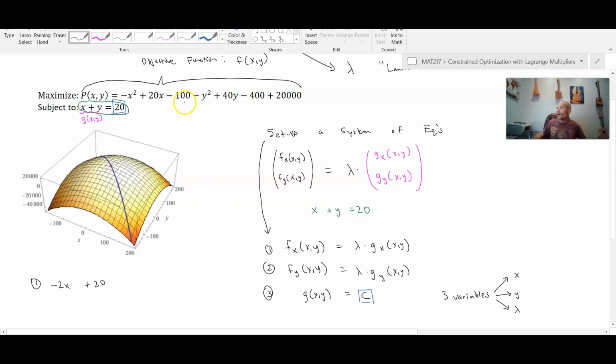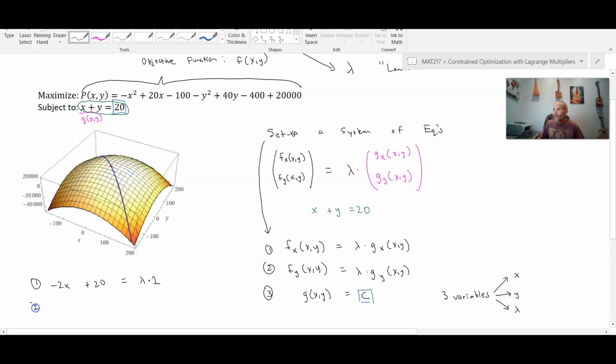The derivative of a constant is 0. And because we're taking the derivative with respect to x, the derivative of y squared, 40y, negative 400, and 20,000 will all be 0. And we're going to set that equal to lambda times the derivative of g of x. Now g of xy is x plus y, and its derivative, the derivative of x is 1, the derivative of y is 0. So this is just going to be lambda times 1.